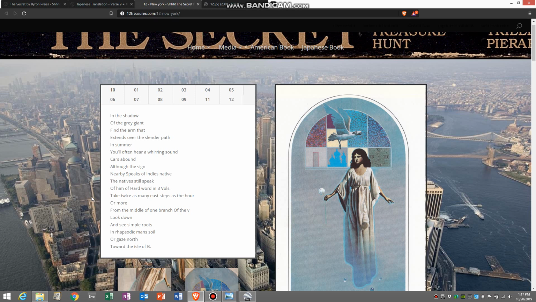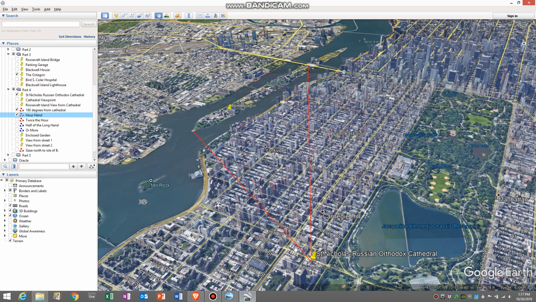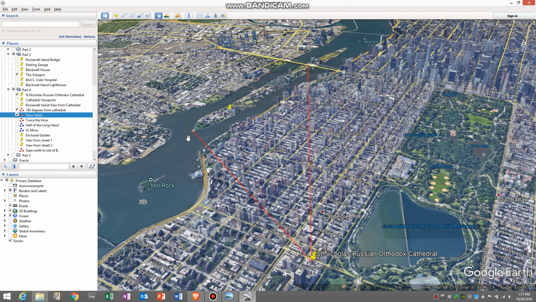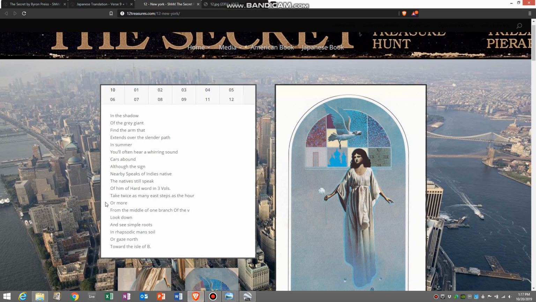So the next line is take twice as many east steps as the hour. Well, what I did is I measured the distance of this line. It's 16811 feet, 1.2 miles, 1.29 miles. So I doubled that, and I ran it directly east from the lighthouse. So twice the hour. And when I did that, if you think about what the verse is telling you, so take twice as many east steps as the hour. Okay, so that's the line I just dropped. Or more from the middle of one branch of the V.